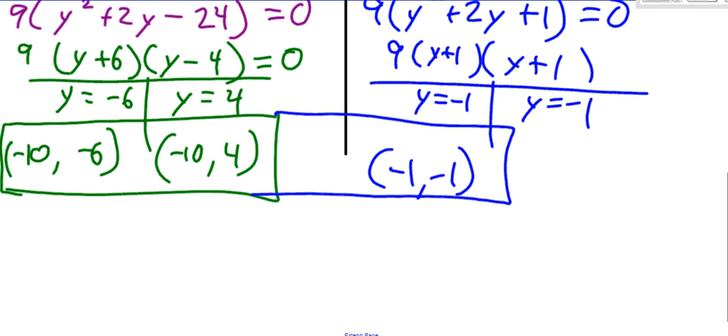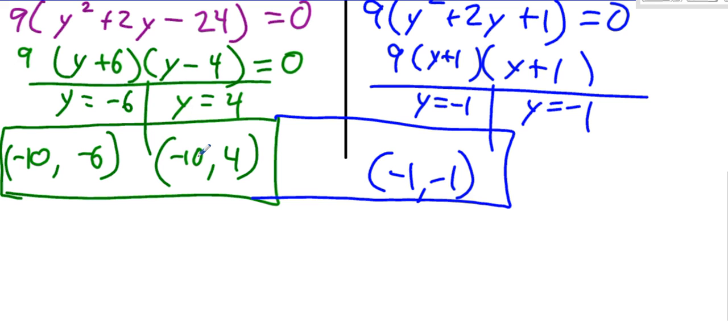So there's 3 points of intersection: negative 1, negative 1; negative 10, 4; and negative 10, negative 6.